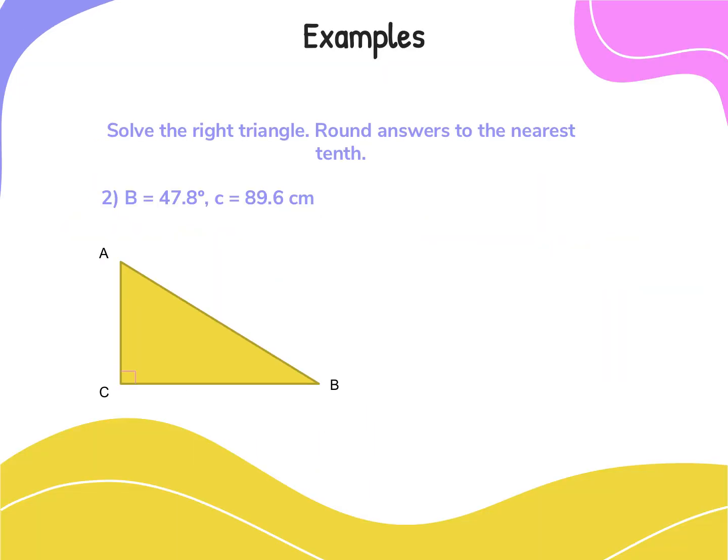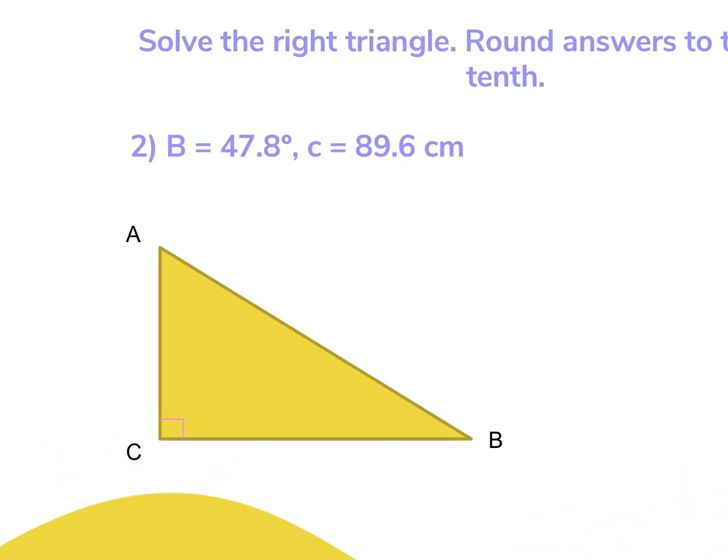All right, let's try this one. So again, let's first label the information that we're given. We're given side C, which is 89.6 centimeters. The other thing that we're given is angle B, 47.8 degrees. What is angle C? Good, it's a right angle, so this is 90 degrees.